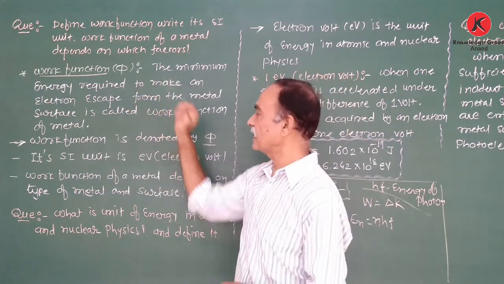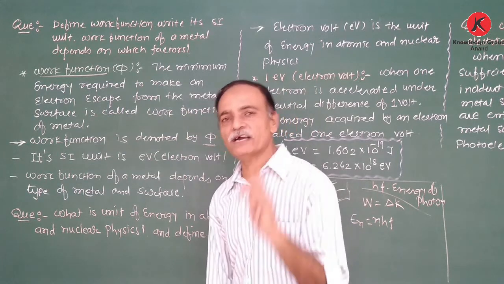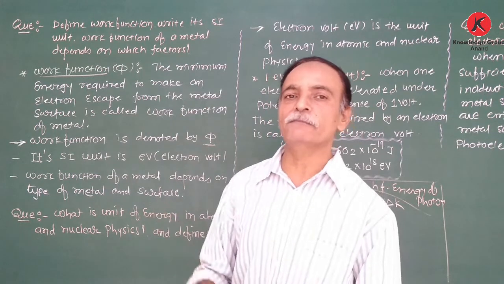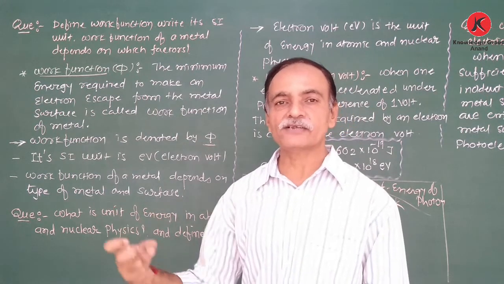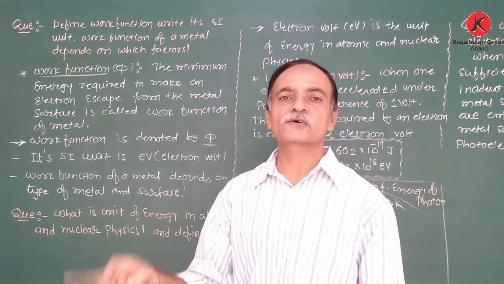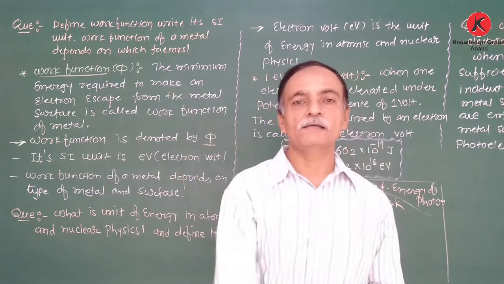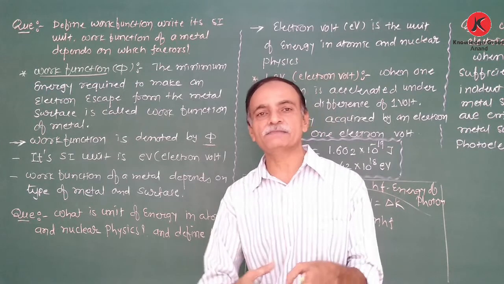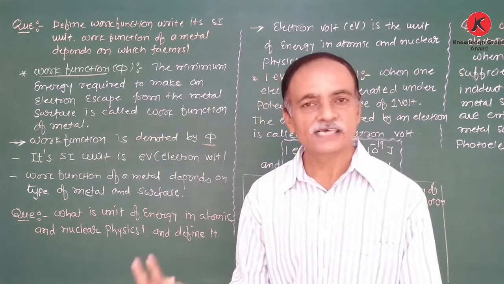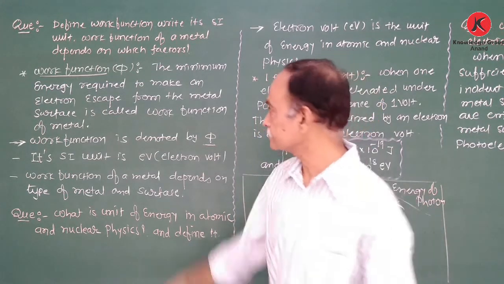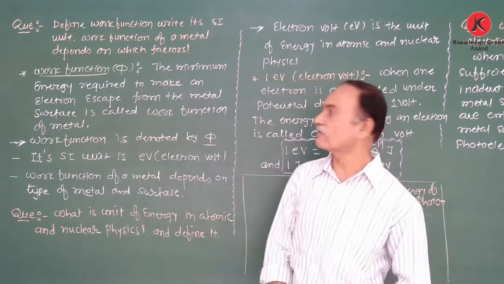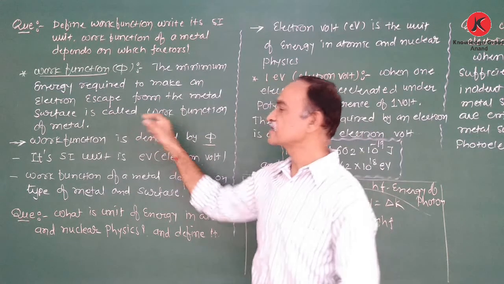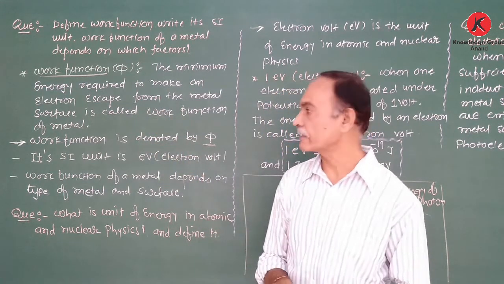First, the definition of the work function. To define the work function, keep in mind the photoelectric effect. Light is incident on a metallic plate. When the electron gets sufficient energy, the electron gets emitted from the metallic surface. So the minimum energy required to make an electron escape from the metallic surface is known as the work function.